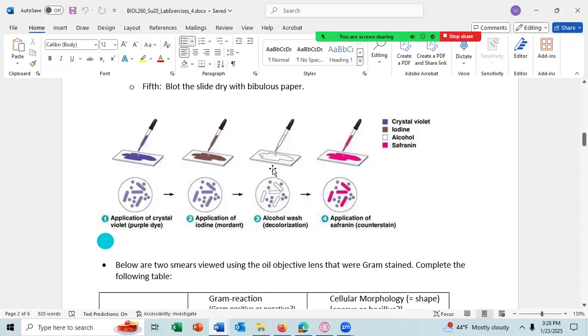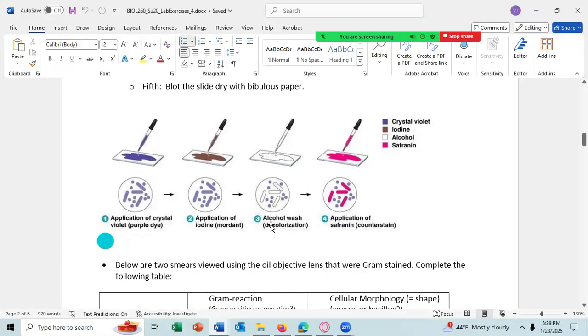Anyways, the alcohol acetone is usually used as the decolorizer, although there are other decolorizers. In the video of the gram stain, I think they only use alcohol, in which case you apply the decolorizer for a longer period of time. Anyways, the decolorizer step pulls the crystal violet iodine complex out of the gram-negative cell, but not out of the gram-positive cells. So this is the differential step of the gram stain.